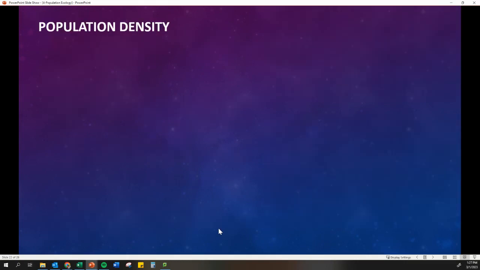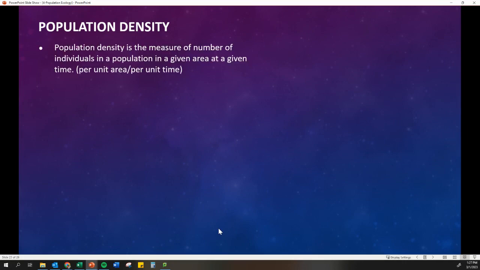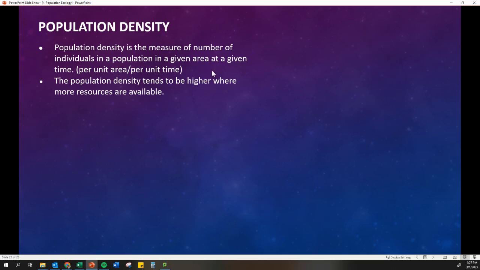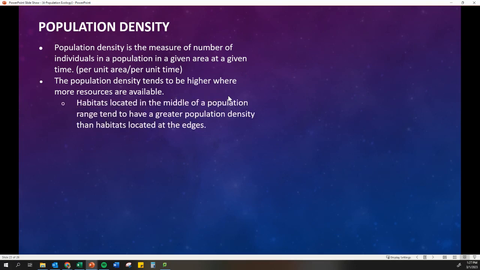Okay, we've mentioned before population density. This is looking at the number of individuals in a population in a given area at a particular time. So we're being more specific, not just how many bison there are, but how many bison are in this particular area right now. So it's slightly more information. Population density tends to be higher where there's more resources available. If we have lots of resources, we're going to have lots of organisms in that small area. Habitats located in the middle of a population range tend to have a greater population density than those on the edges, just because of the resources that are available.